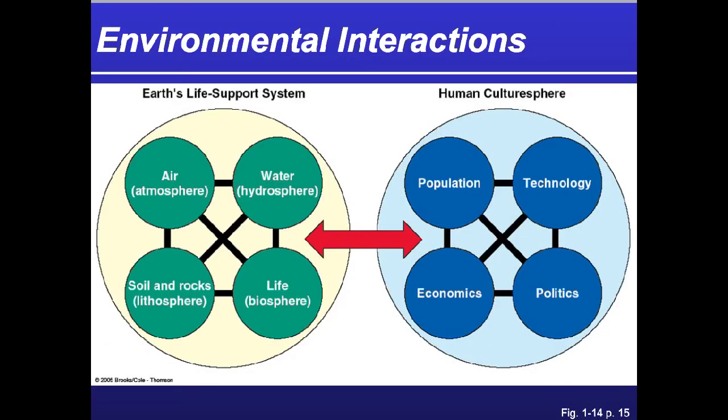If you want to look at a larger scale here of the different interactions between the Earth's life support system and human cultural sphere, we can look at air, water, life, soil, and rock, and how they interact with population, technology, politics, and economics. It's another thing that scientists have to look at and consider when determining the impact of a problem.